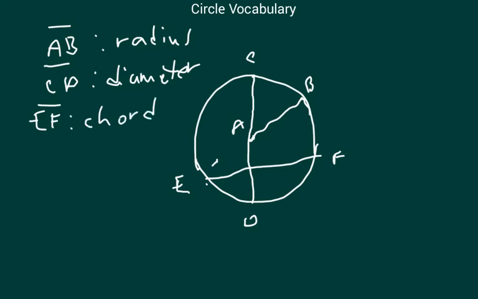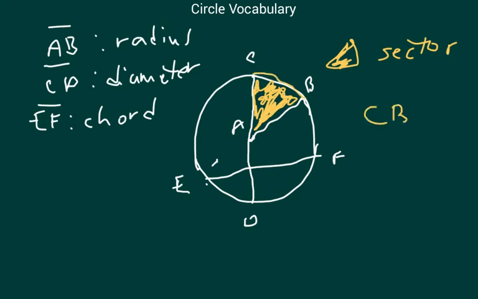If you take the area inside the angle that's formed by radius AB and AC, that section is called a sector. And CB, if we get from C to B, that's called an arc. And that's arc CB.